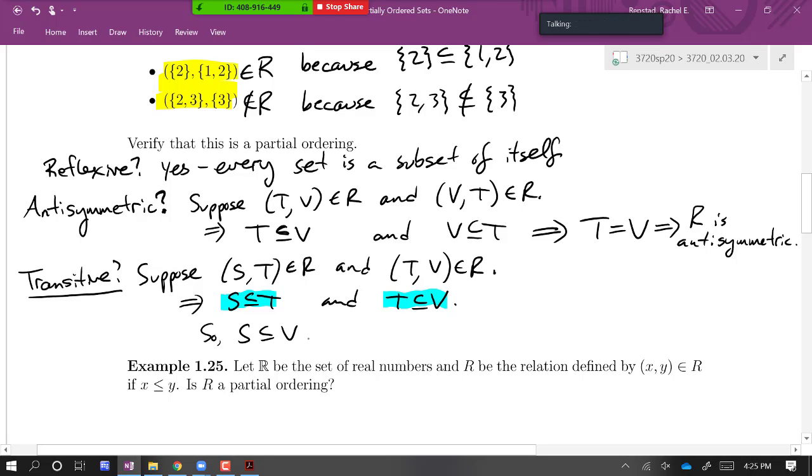So S must be related to V. And that means that the relation is transitive. This is sort of a quick and dirty proof. I didn't leave a lot of room, but I think we got the ideas across.